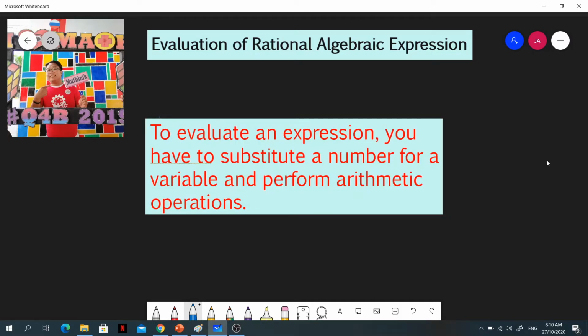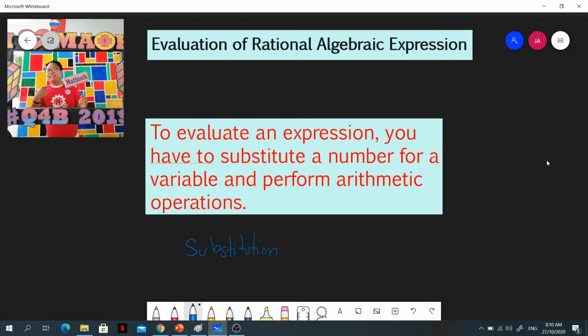So to evaluate an expression, you have to substitute a number for a variable and perform arithmetic operations. For us to be successful in evaluating rational algebraic expression, we just do the method of substitution. Okay? So, by the process, telling us to evaluate the expression is you have to substitute.